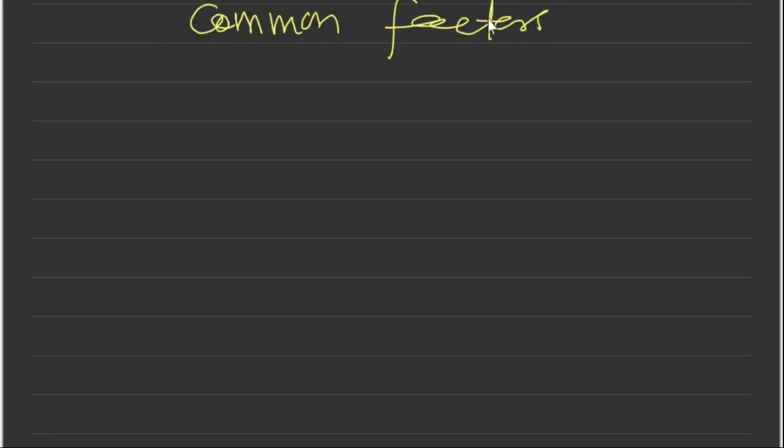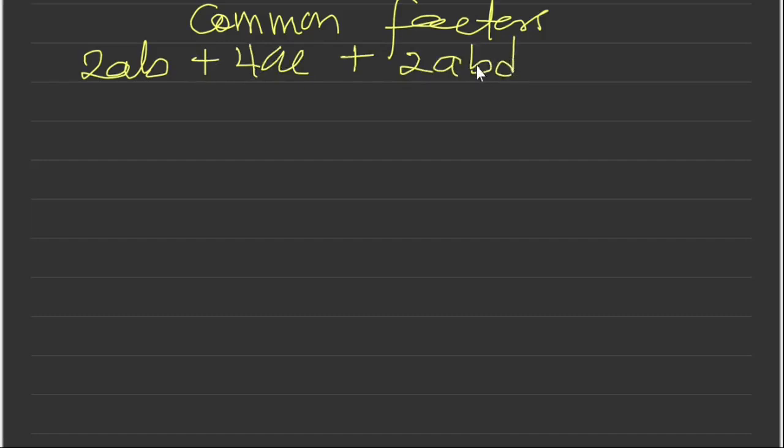There's a certain thing that you need to take into consideration. In any expression, sometimes we have something that is common. So now I want to deal with the common factor. For example, we have 2ab plus 4ac plus 2abd. So there's something that is common in this expression.